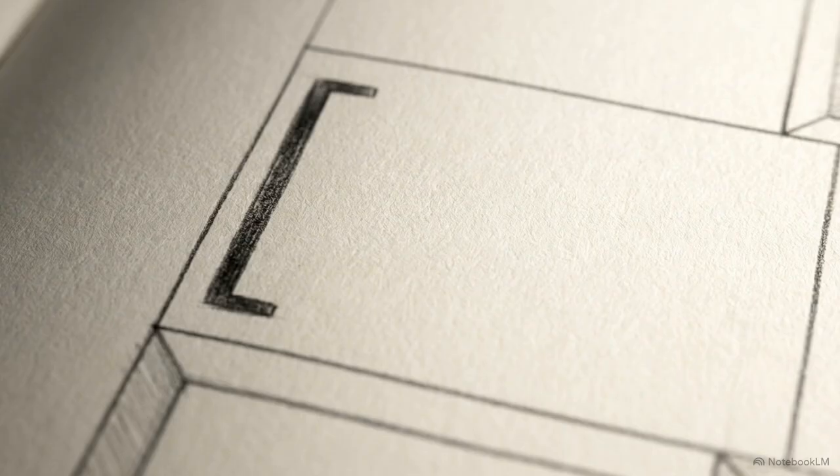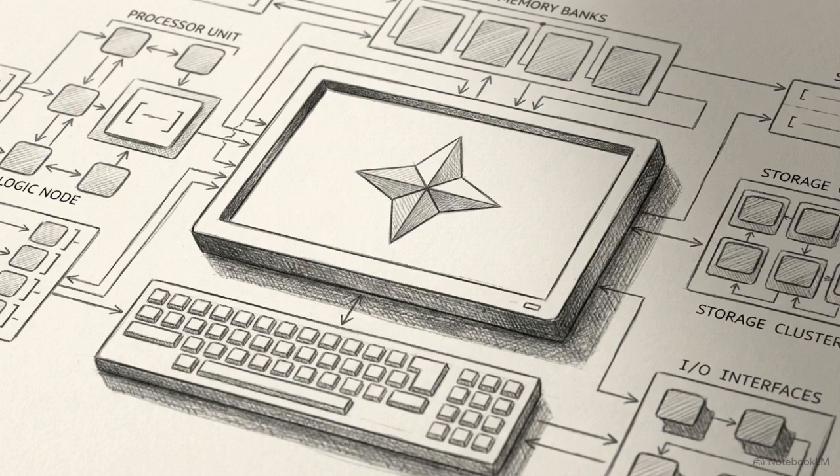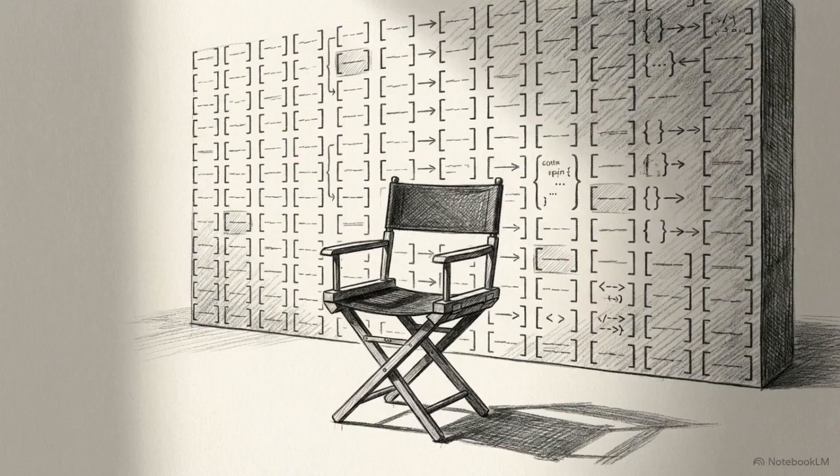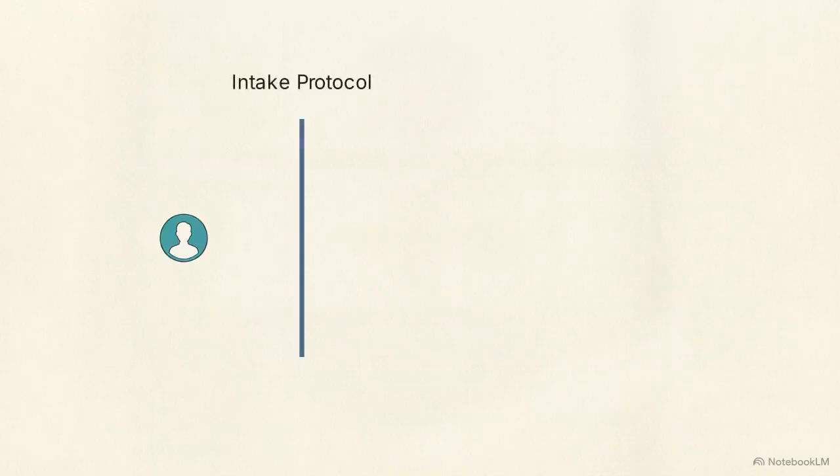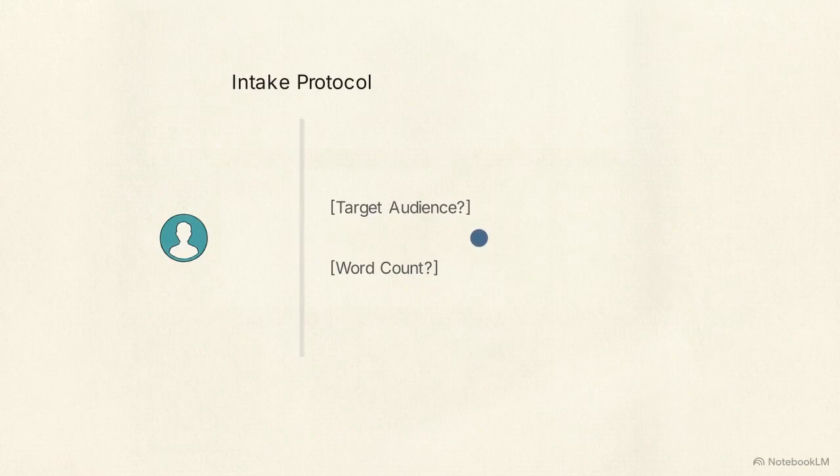Building the instructions for your gem starts with a specific rule. You shouldn't write them entirely from scratch. Instead, we use standard Gemini to generate the baseline instructions. You act as the director, feeding standard Gemini a strict framework of what you want your new assistant to be. The first element of this framework is the intake protocol. You instruct Gemini to write rules forcing the gem to ask you specific questions, like your target audience or desired word count, before it generates any work.